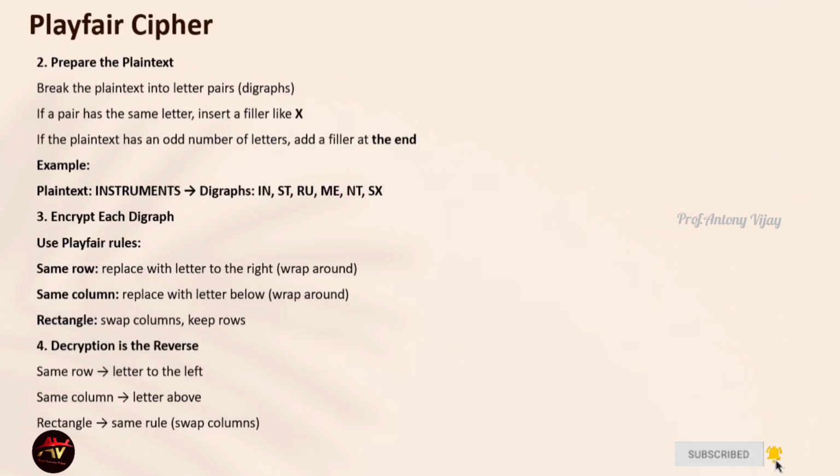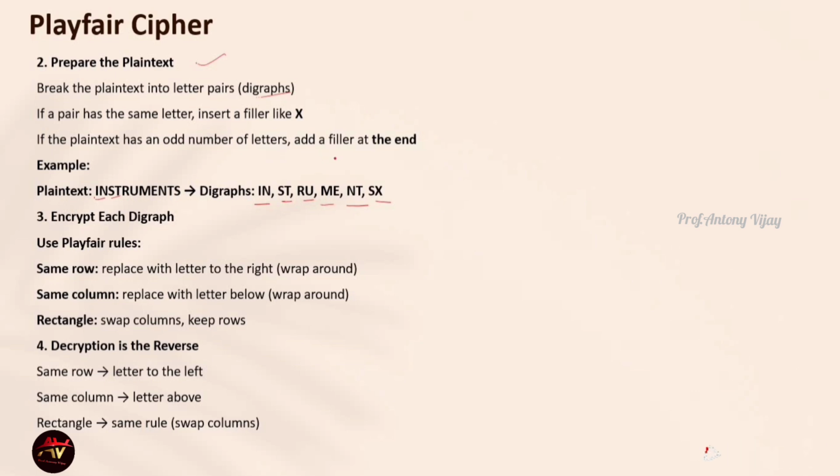After that, you have to prepare the plain text. The plain text is instruments. So we have to digraph it. Digraph means we have to separate it into pairs of letters, like IN, ST, RU, ME, NT, S. If the text ends with a single odd letter, you have to fill it with X, because every set is supposed to have a pair of letters.